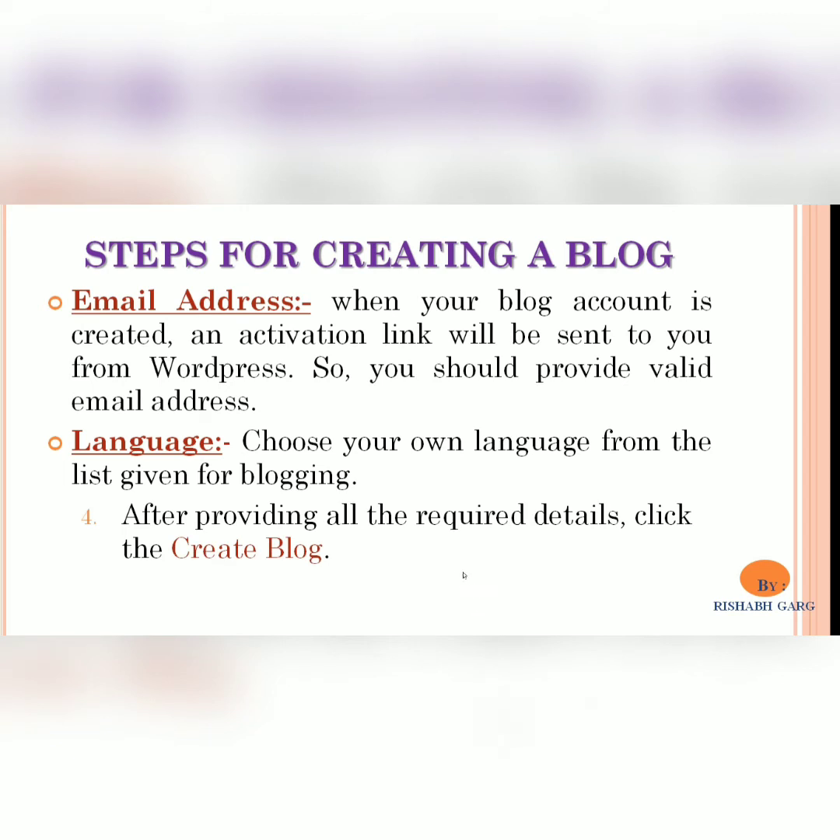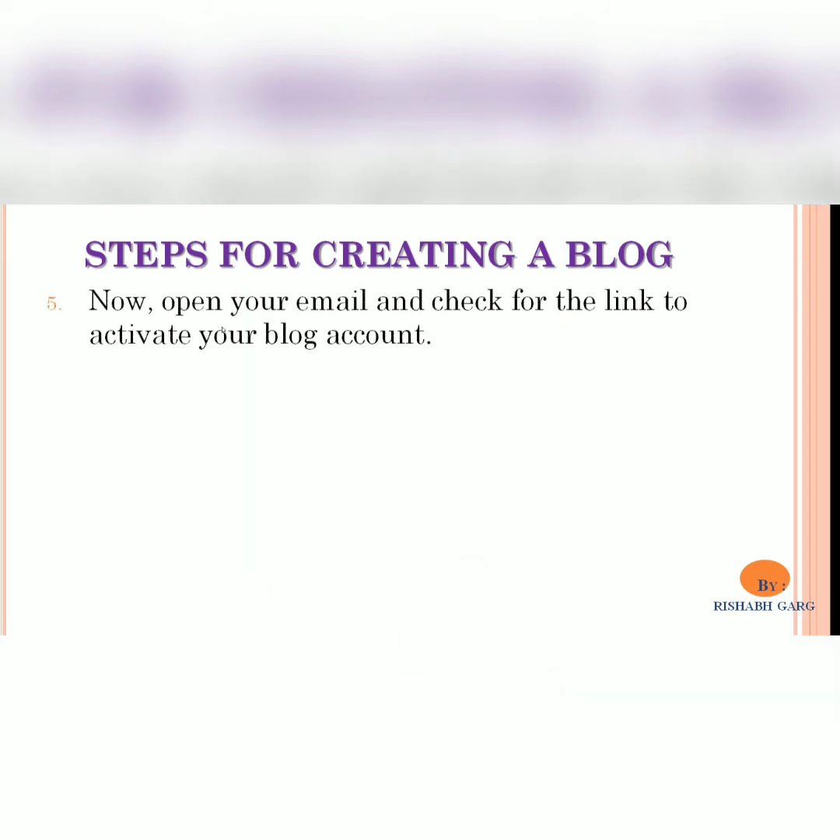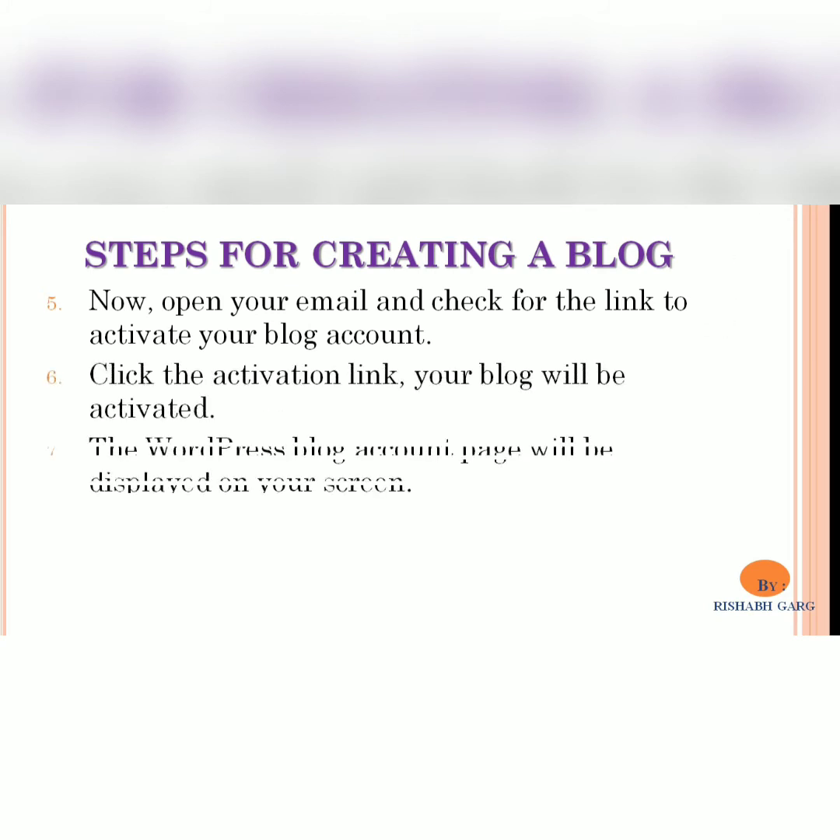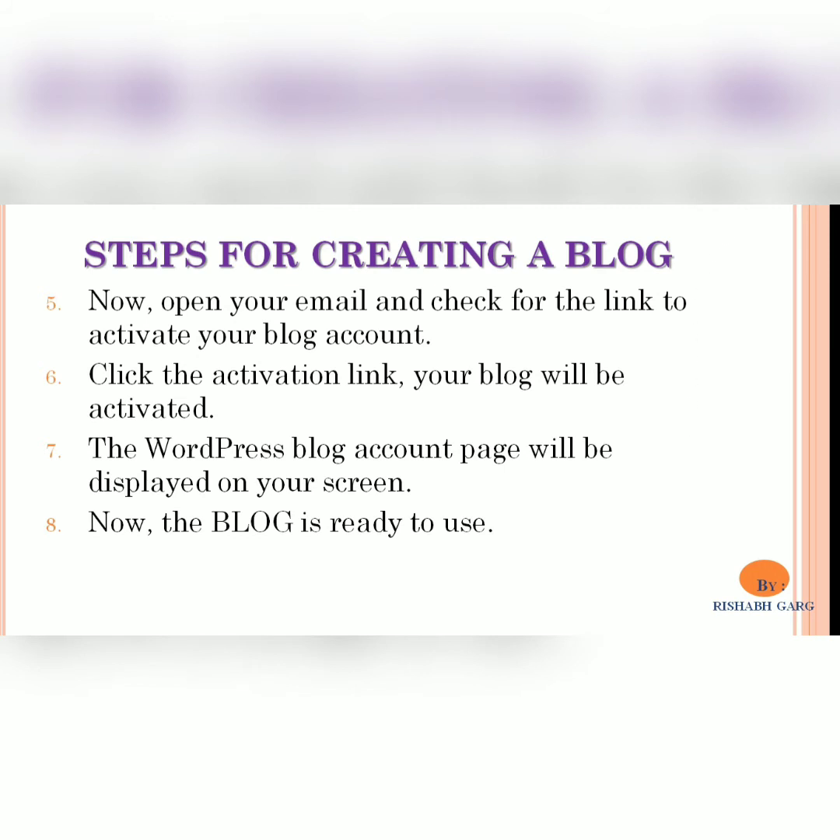After providing all the required details, click the create blog option. Now open your email and check for the link to activate your blog account. Click the activation link, your blog account will be activated and the WordPress blog account page will be displayed on your screen. Now the blog is ready to use. So by using all these steps, you can create a blog account using wordpress.com. I hope it's clear to all of you.